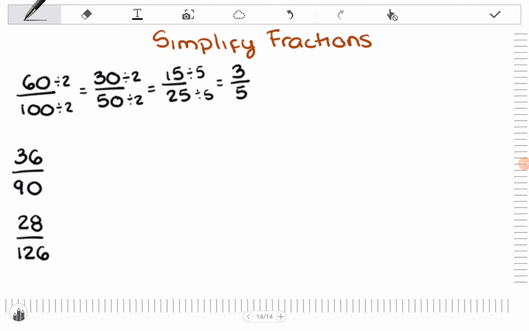Can we find a number that can divide both numbers, numerator and denominator? No. Number 3 and number 5 don't share factors. That's why we cannot divide both by the same number. So that's it. 60 over 100, once it's simplified, is going to be 3 over 5. We know all these are equivalent fractions, but this is the simplest form.